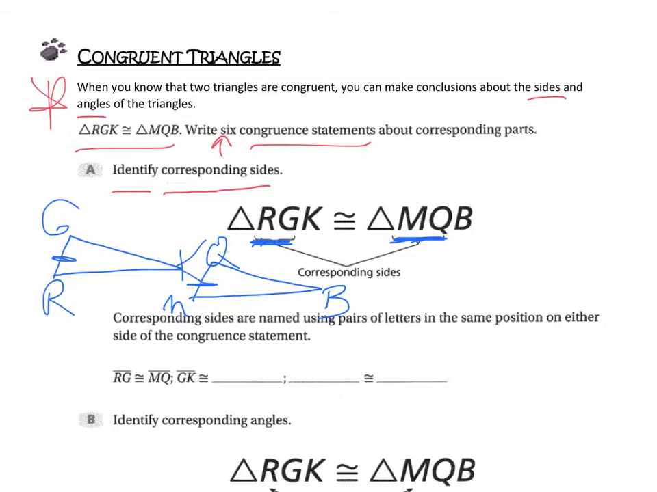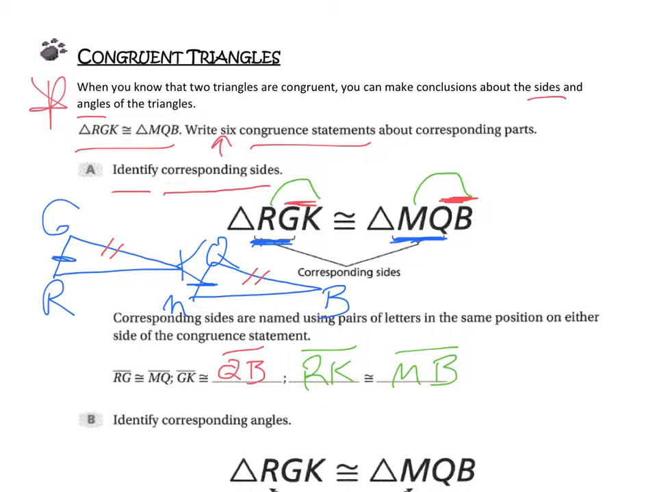Now, we would look at the last two letters. GK should be congruent to QB. GK is right here, QB is right here, which would be this blank right here. And then we have one more congruent statement which we could make, and that would be RK, the first and last letters. We would say that segment RK is congruent to segment MB.